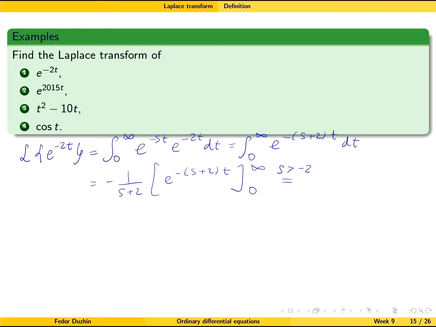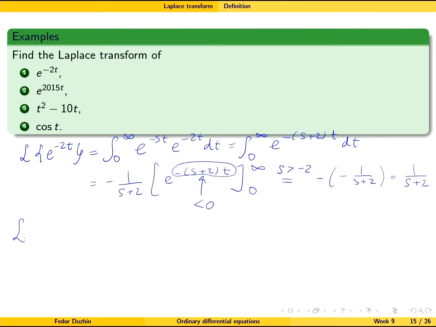But on the other hand, if s is bigger than -2, then this whole exponent is a negative number, and the limit of this is just 0. So in other words, this is minus times minus 1 over s plus 2, and this is just 1 over s plus 2. Okay, so the Laplace transform of e to the minus 2t is 1 over s plus 2.